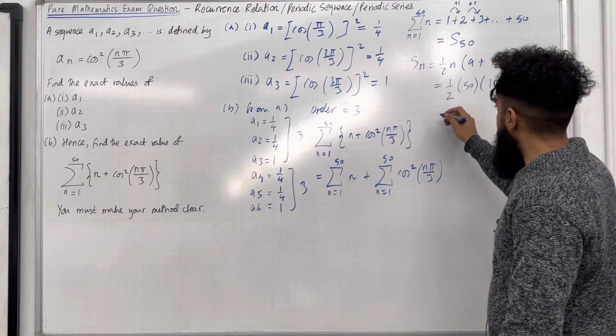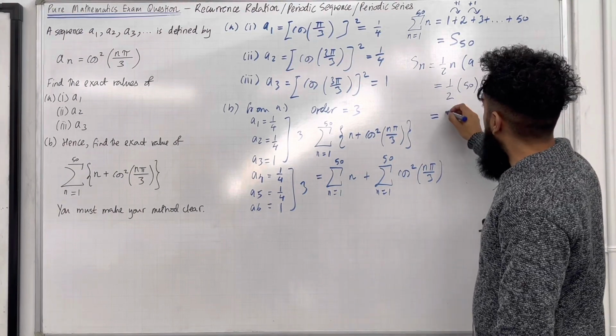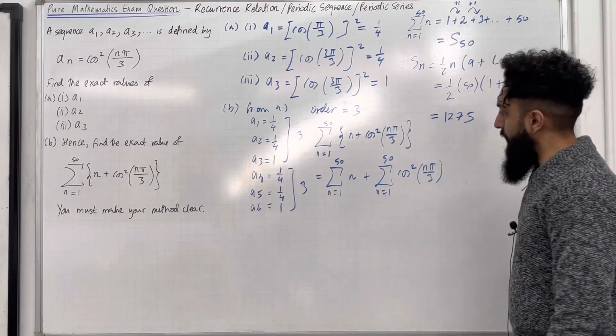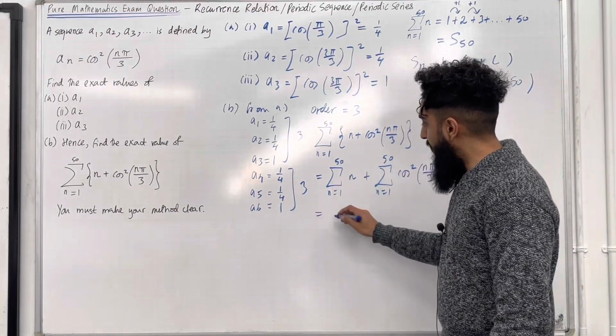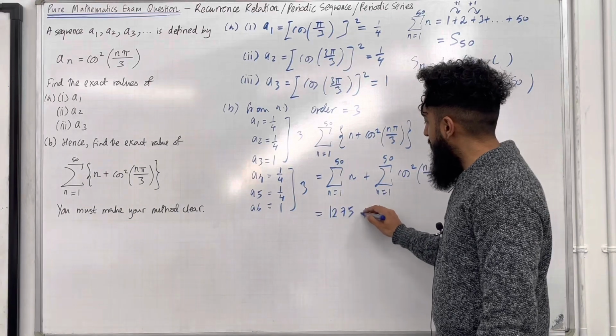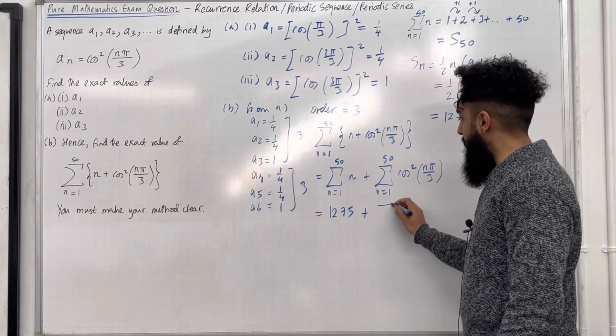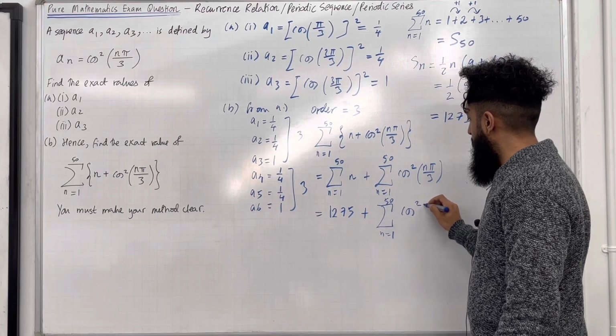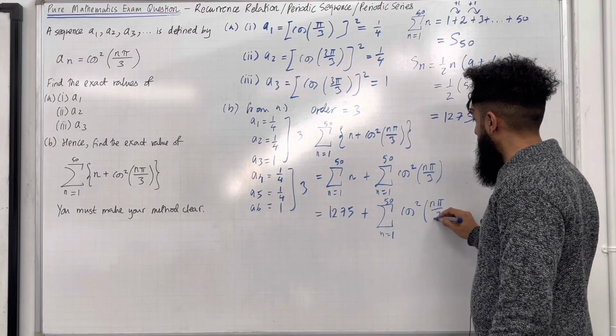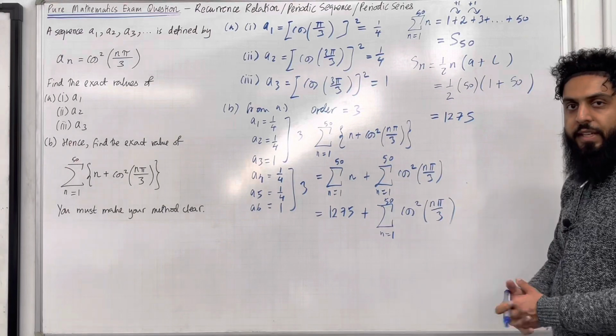Okay, so I can put this into my calculator and this gives me 1,275. So I've got 1,275 plus this particular summation. Right, let's have a look at evaluating this sum now.